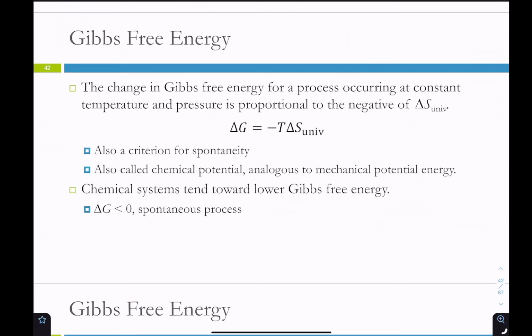All right. So the change in Gibbs free energy for a process, and we're going to be talking about chemical reactions, a process occurring at constant temperature and pressure is proportional to the negative of delta S of the universe. Right? So that's that inverse that I was talking about. And so we can use delta G as a criterion for whether or not something is spontaneous or not.